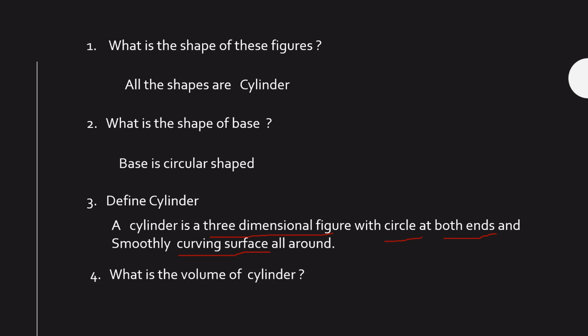Okay. Then, what is the volume of a cylinder? You have learned it in previous class, and tell me very fast. Okay, all of you write it in your notebook and I will ask you after that. Yes, volume of cylinder is base area into height.